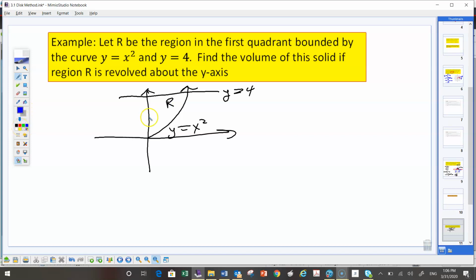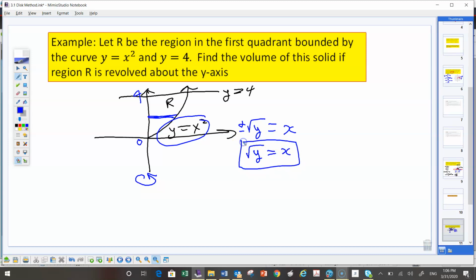So again, we have to now draw our slices perpendicular to the axis of rotation. And now we're rotating around the y-axis, and my slice is touching my axis of rotation. So now my slices are going from 0 to 4. So the only difference is, because I'm rotating around the y-axis, I have to get my equations in the form x equals. So my slices are defined by this function right here. So I need to get this in terms of x equals, so square rooting both sides. I would get plus or minus root y is equal to x. And in the first quadrant, we are dealing with the positive branch of that. So there is my function in terms of x, and that's really my radius.